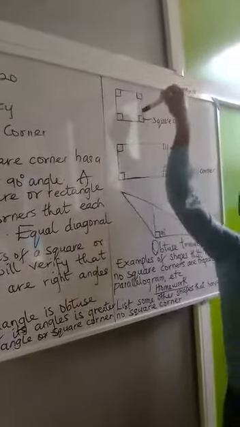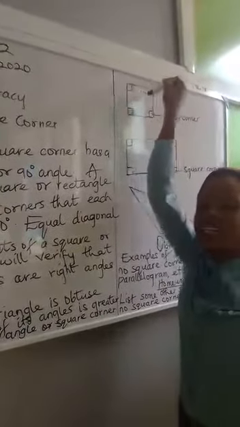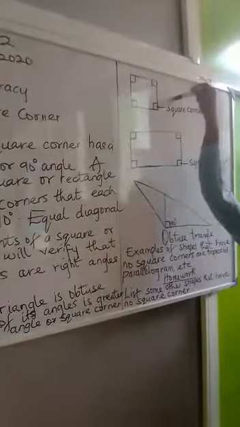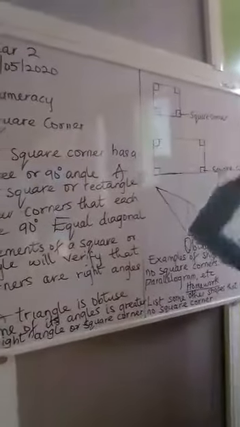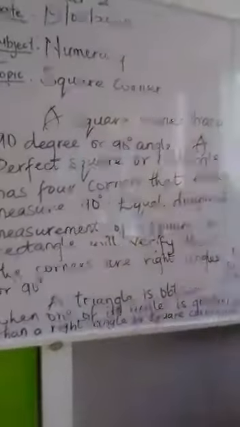When you sum them up, that is to multiply 90 by 4, it gives you what? 360 degrees for a perfect square, as a two-dimensional shape.